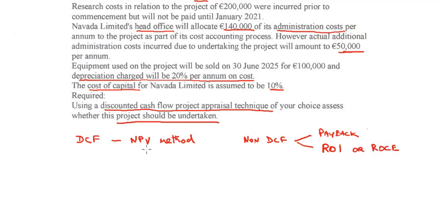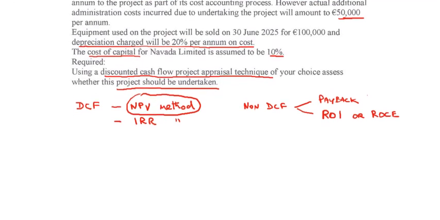Now there is another DCF method, called the internal rate of return method. Well, we won't be using that one today. So the one we're going to focus on today is this net present value method. So let's talk in general about these DCF methods.